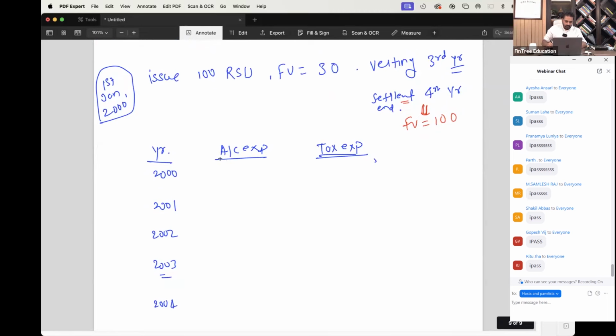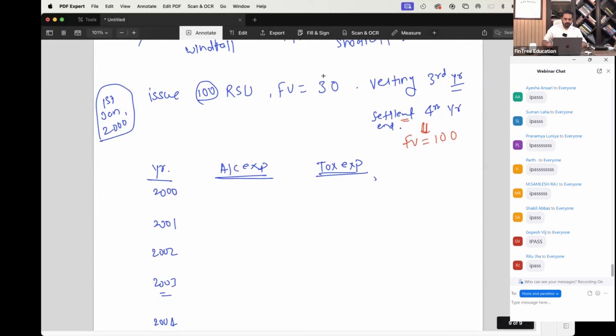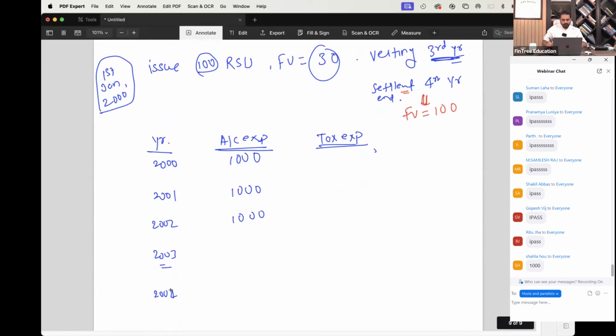All right. Accounting expense: in year 2000, 1000 into 30 vesting over 3 years. That means straight line. First year accounting expense 1000. Second year accounting expense 1000. Third year accounting expense 1000. Fourth year accounting expense 0.